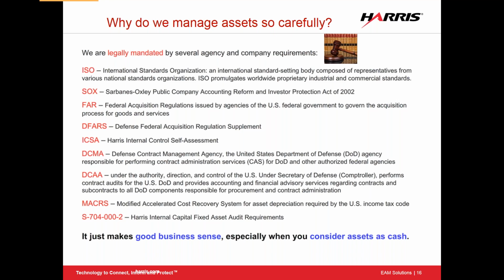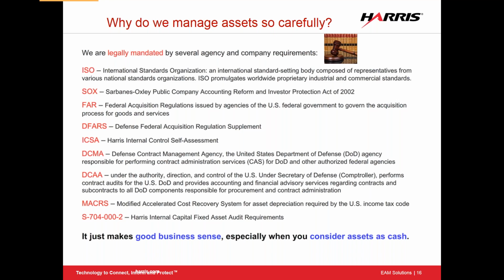SOX. For those of you that remember the Bernie Madoffs and the Enrons of the world, there was a lot of corruption back then. And so our government signed this Protection Act into law. It's been 16 years ago now. And estimates say that many tens of billions of dollars have been added to the cost of our products and services because of the SOX requirements.